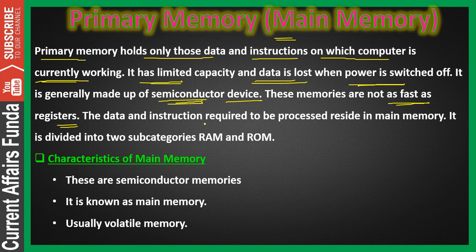The data and instructions required to be processed reside in memory. What it means is that whatever data and instructions are required by your processor always reside in your main memory, because register and cache memory do not have enough space to hold the whole program. So main memory is required, and most of the instructions and data used by a computer are always there. Whenever your processor needs any data or instruction, that data will be fetched by cache memory and then to your register. It is divided into two subcategories, RAM and ROM. So your primary memory has two categories, which are called RAM and ROM.